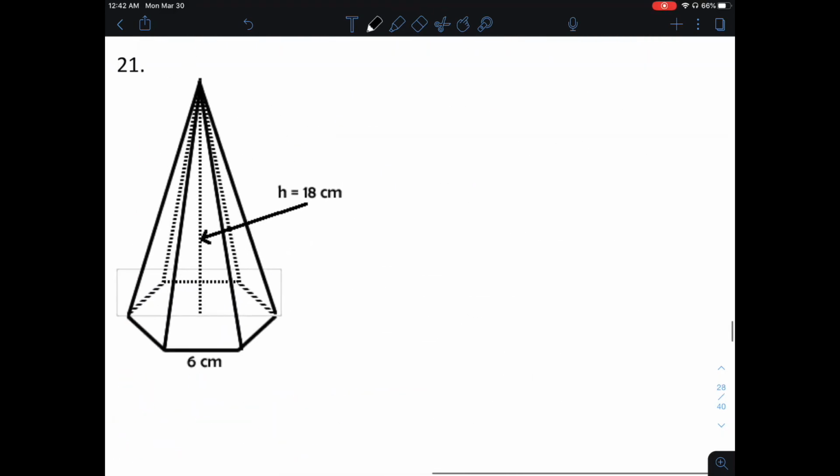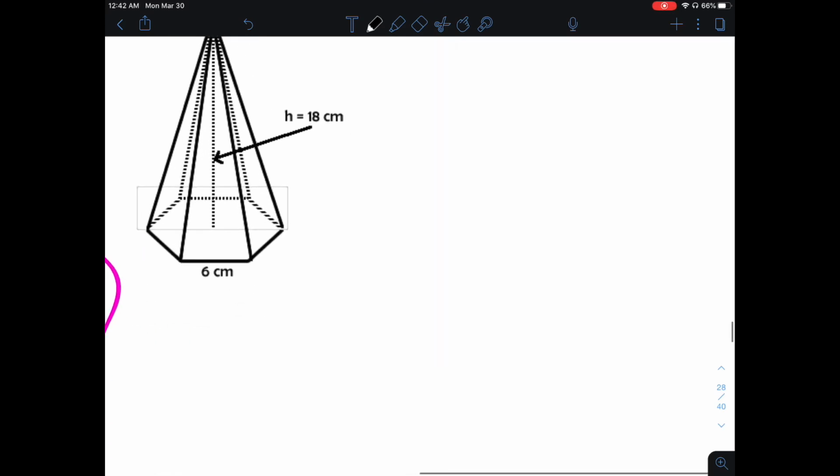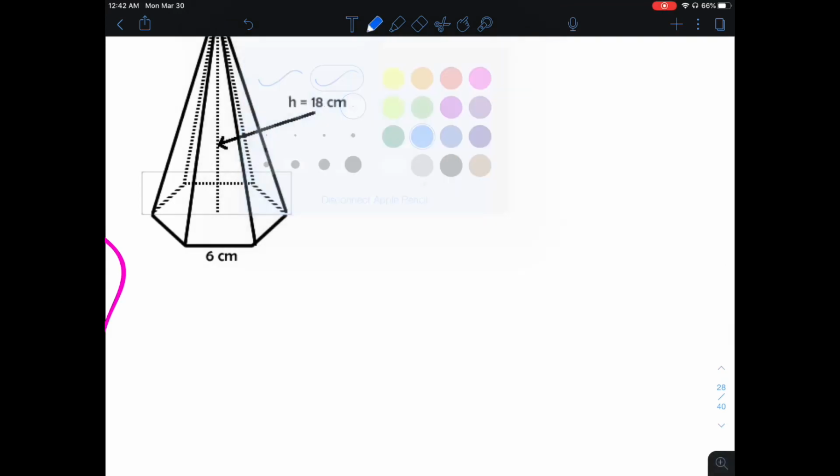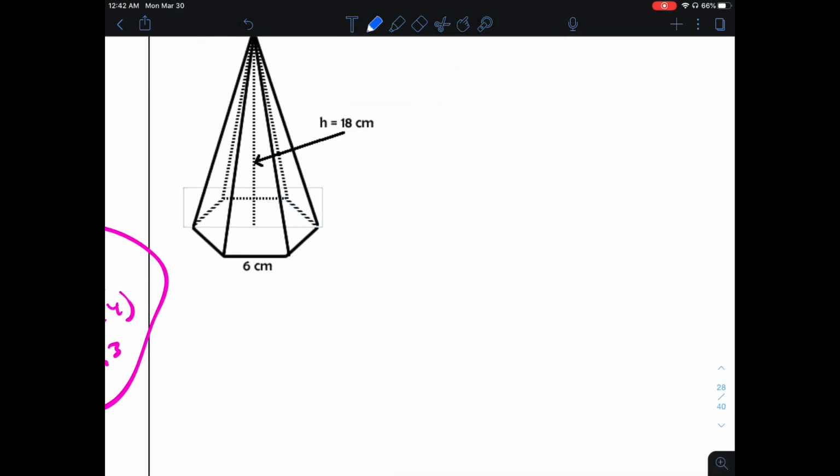Number 21. Well, boy, we got a lot of work to do for this one. I don't know if you recognize it, but I do. To find the volume of this pyramid, the concept's simple. We take a third of the area of the base times the height. And we know what the height is. It's 18. The picture clearly shows that the height here is 18.